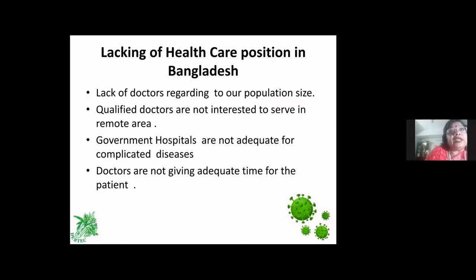This is not adequate for the common people. Doctors are not given adequate time for each patient because of overpopulation and too few doctors. Qualified doctors are always under a lot of pressure. Government doctors work from 8 to 2 p.m. and then go into private practice, and it is very expensive. This is our healthcare system in Bangladesh.